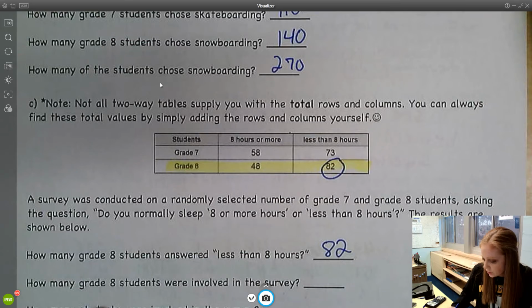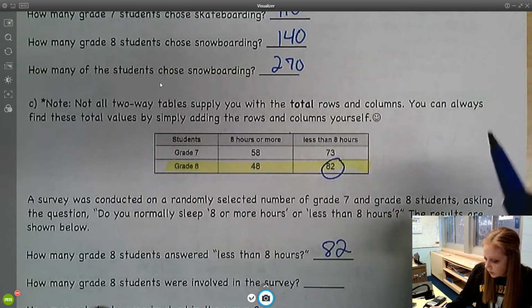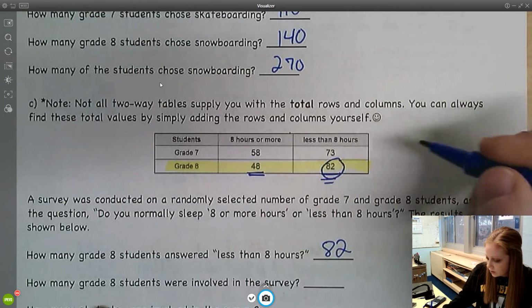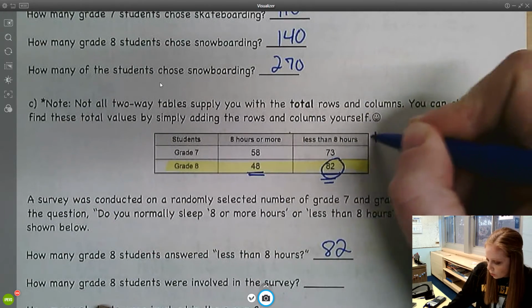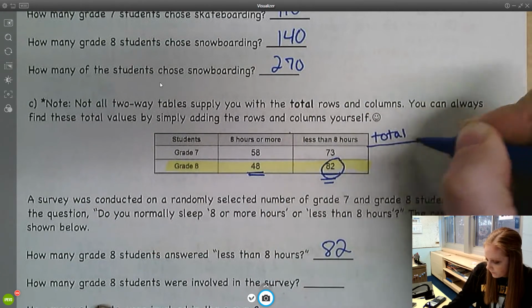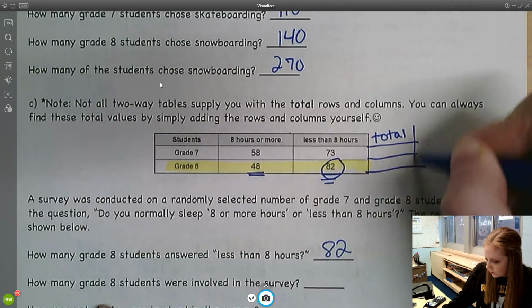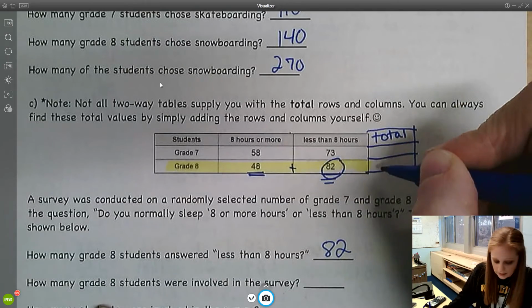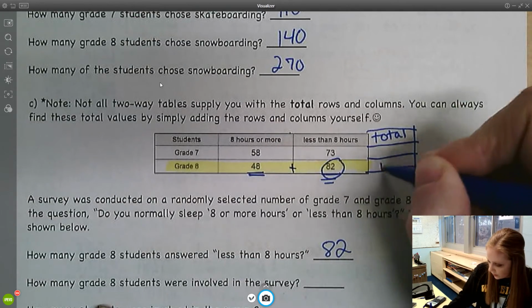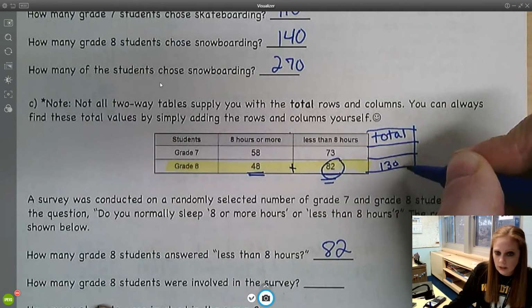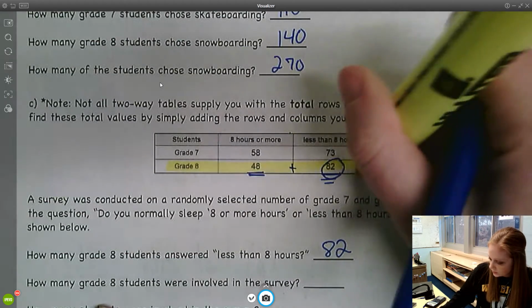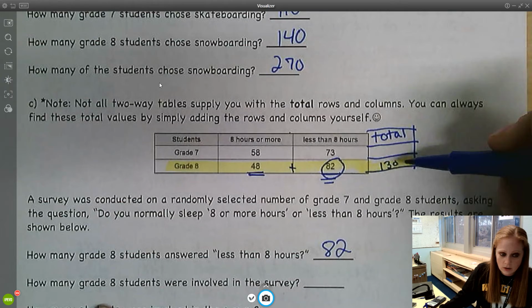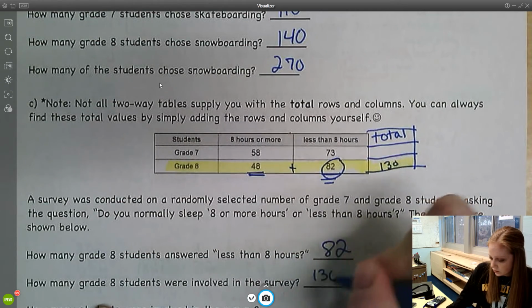How many grade 8 students were involved in this survey? Well, I have these students that were involved in the survey and these. So if we want to find our total, we're going to have to add another column here. So what's 48 plus 82? That gives you 130. 130 total 8th graders. I can even add that in yellow because it's still 8th graders. In our row of 8th graders, 130 8th grade students were in the survey.